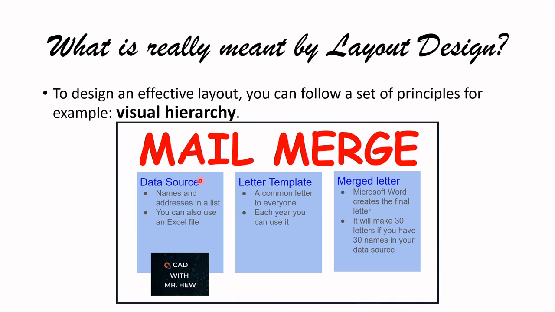Then the next size font would be the data source, letter template, and merge letter. And then to give further description of what the data source is, here we have names and addresses in a list in a smaller size font. And likewise, we have the letter template. And here's a description of the two main elements that we have.